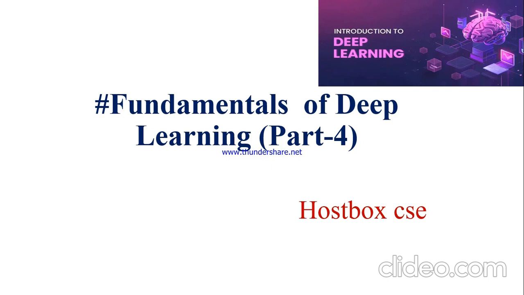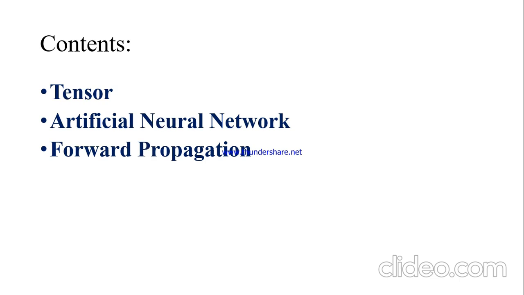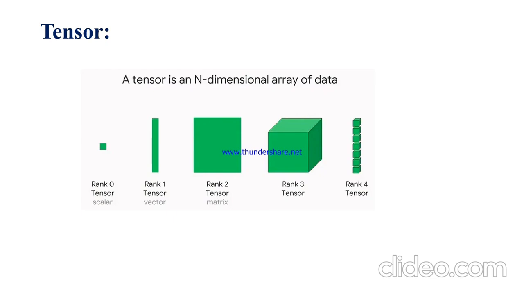And back to the tutorial for deep learning. Today we are going to see the continuation, that is the fundamentals of deep learning, part number 4. Today we are going to see some basic things like what is tensor and what is ANN, and at last end with forward propagation. First of all, tensor.